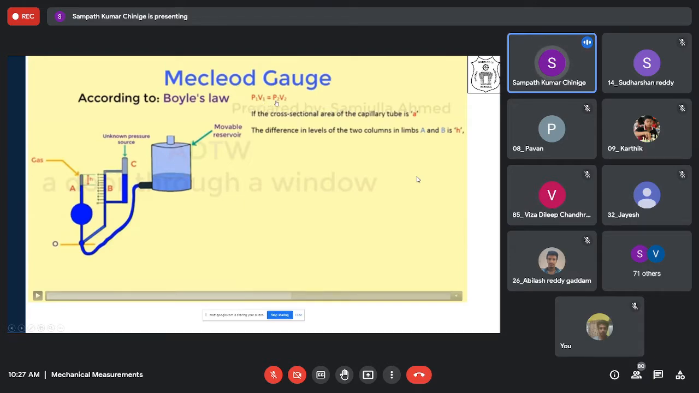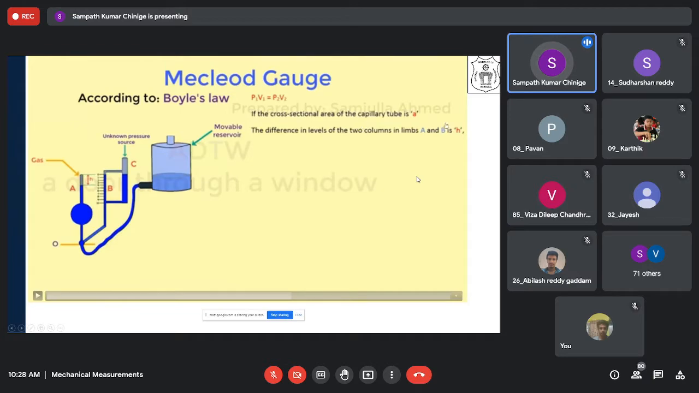P1 V1 is equivalent to P2 V2. P1 is unknown, V1 we know, we can calculate this. P2 I can find out from the manometric head. V2 similarly is A into small h. So V1 we can find, P2 we can find, V2 we can find. So the simple thing is P1 equals P2 into V2 by V1, which we will write in terms of small area A into this h. That will help us come to a final equation which is easy to calculate.